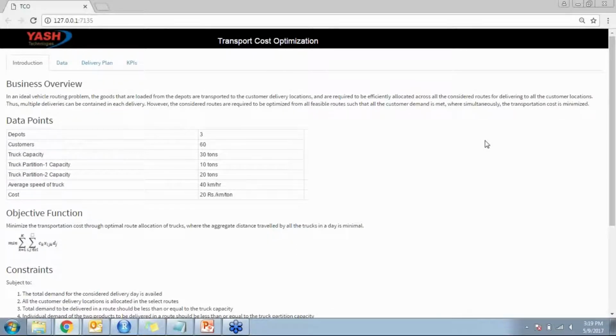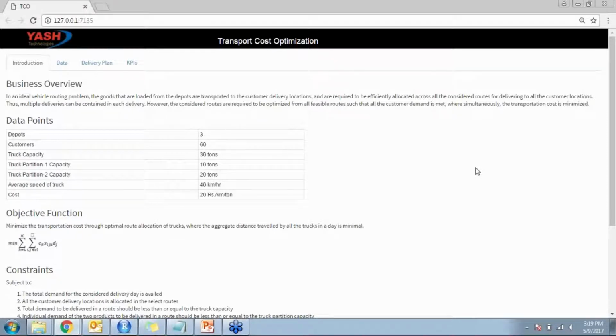So we start with an introduction to the platform. As we already discussed, this particular platform is for transport cost optimization problems that are being faced across logistics and operational businesses in the industry today. Just to give an overview of the business problem, in an ideal vehicle routing problem, be it in the manufacturing or 3PL industry, the goods that are loaded from a depot or pickup points are transported to the customer delivery locations.